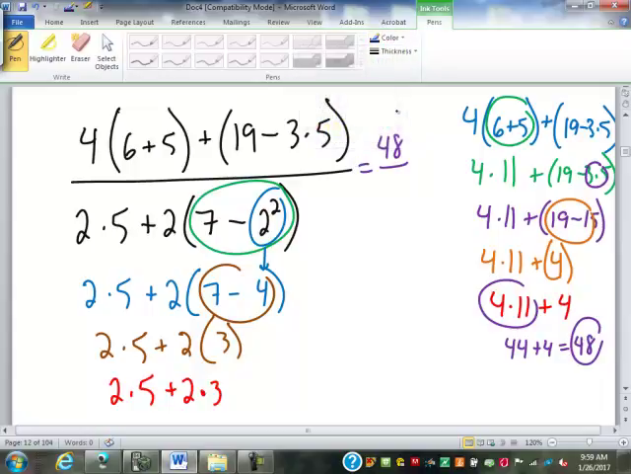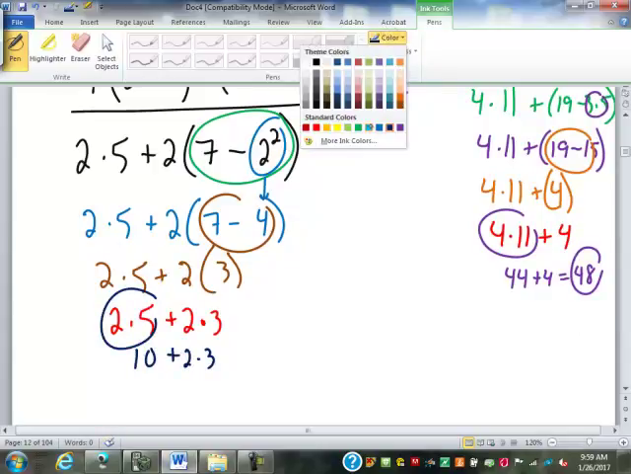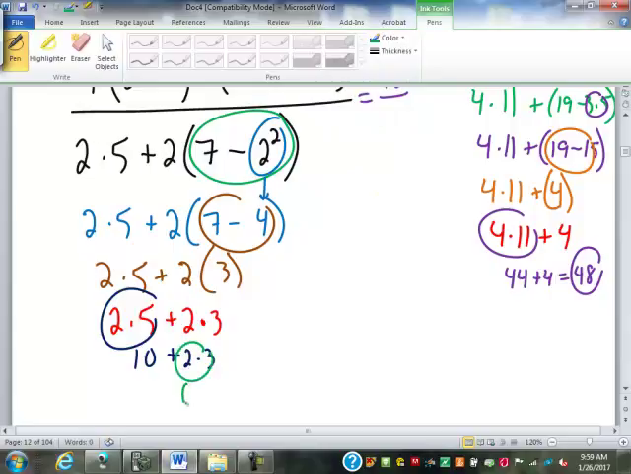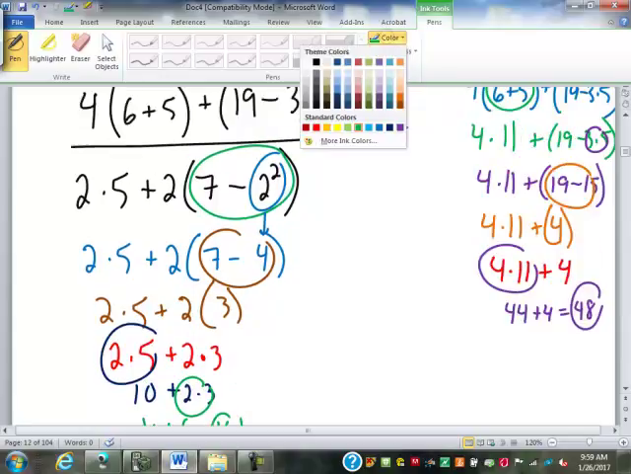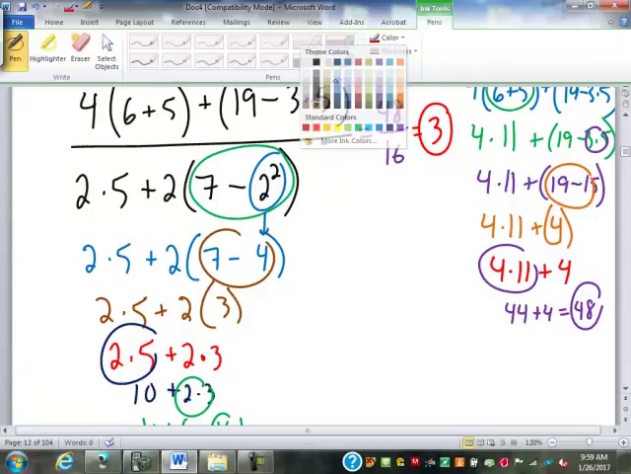Next step. 2 times 5 is 10. And then 2 times 3 is 6. And 10 plus 6 is 16. So the bottom comes out to be 16. 48 divided by 16 is 3. How many of you had 3? Good deal. These are doing really well.